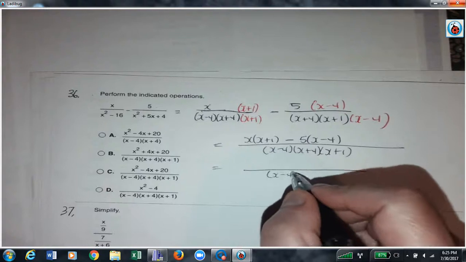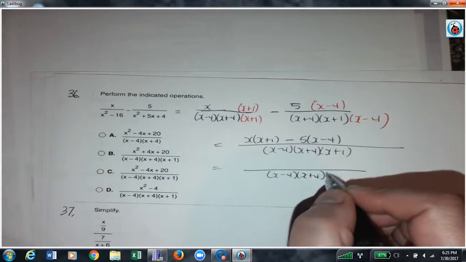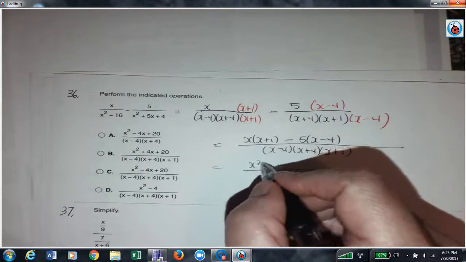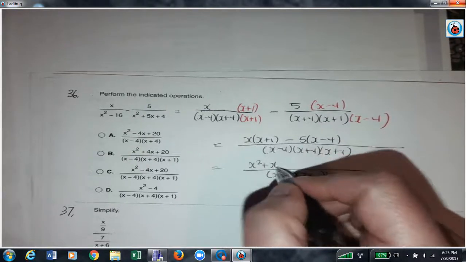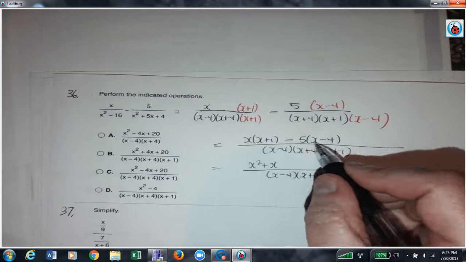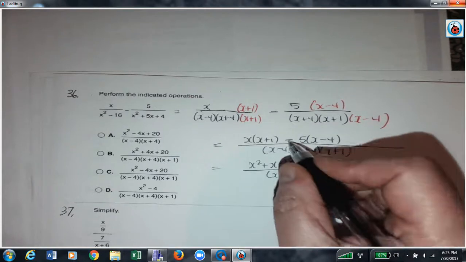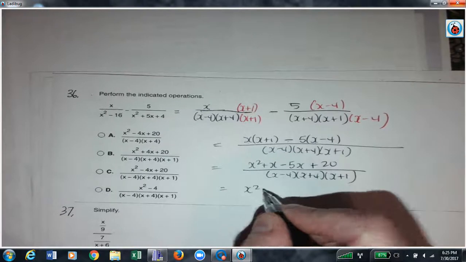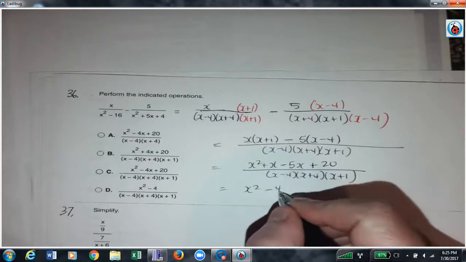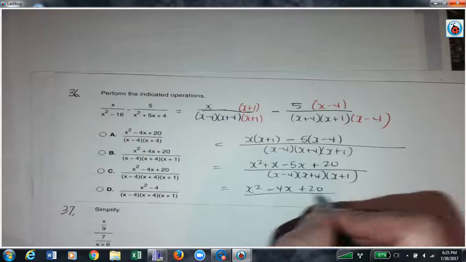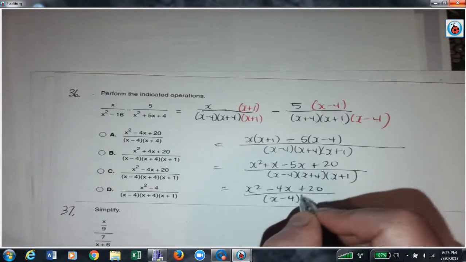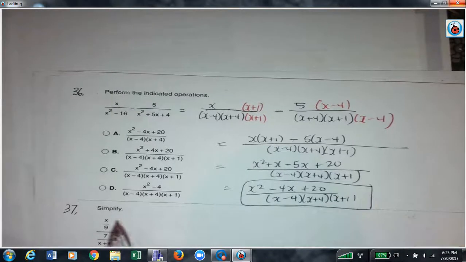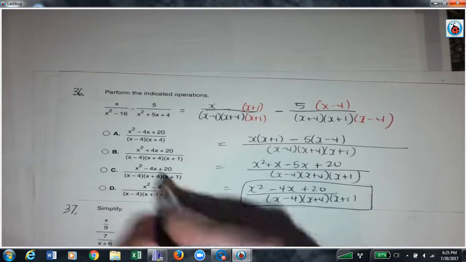Luckily, I don't have to multiply through the bottom, because just looking at those selections there, I can leave it factored like that. This will be x squared plus x. Then I'm going to have minus 5x minus 5 times negative 4, which is plus 20. X minus 5x is minus 4x. That is my answer. X squared minus 4x plus 20.